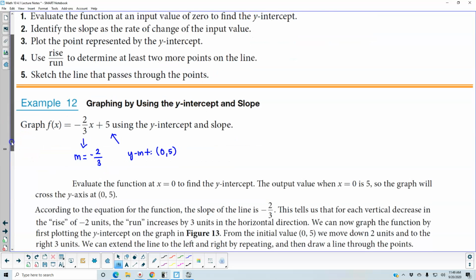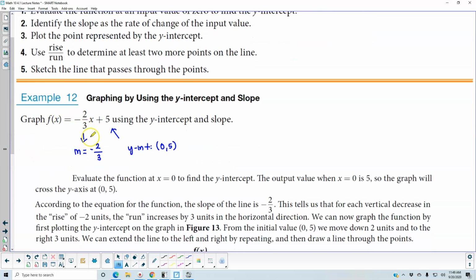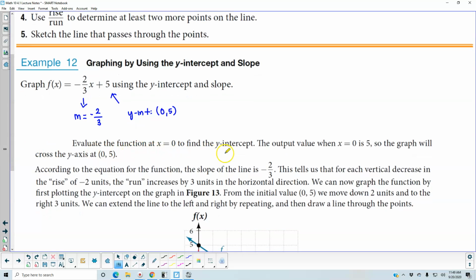Now, if you notice with the equation, the slope m is equal to negative 2/3, and 5 is going to be our y-intercept, which is 0, 5. So again, evaluate the function at x equals 0 to find the y-intercept, and the output value when x is 0 is 5. So the graph will cross the y-axis at 0, 5.